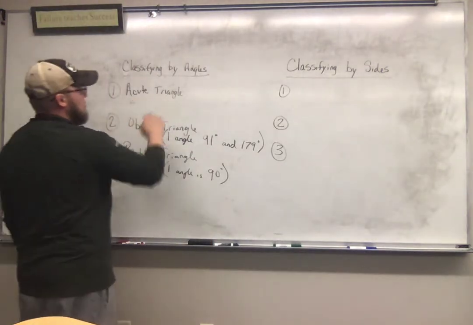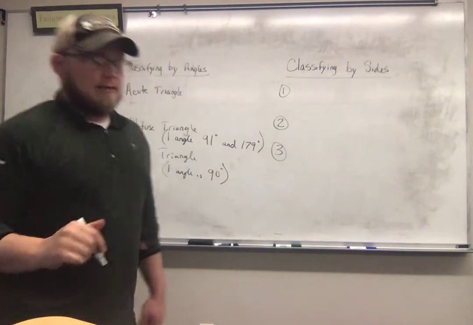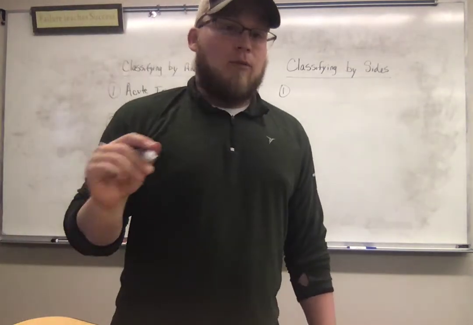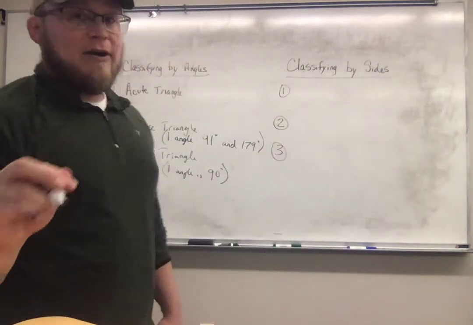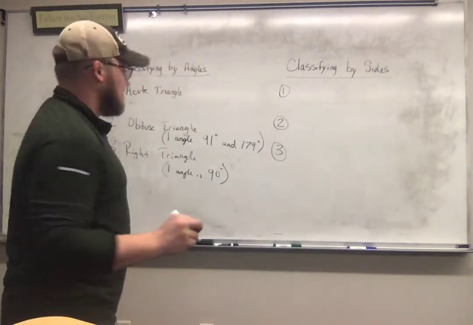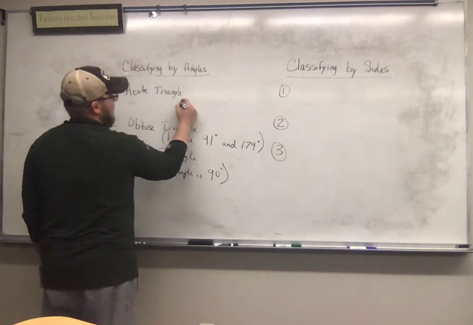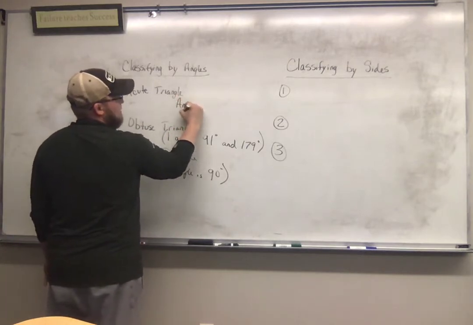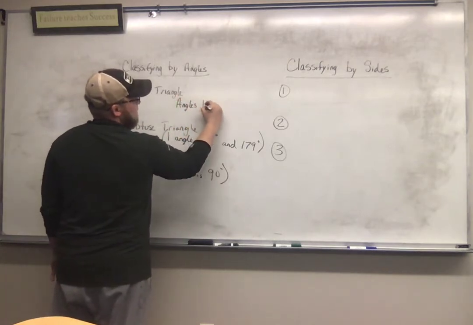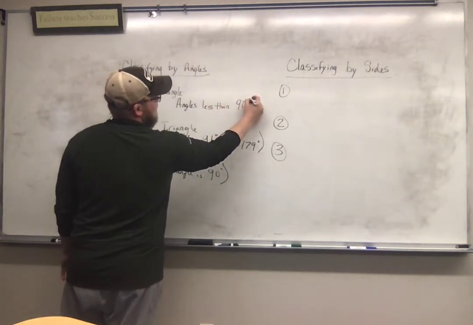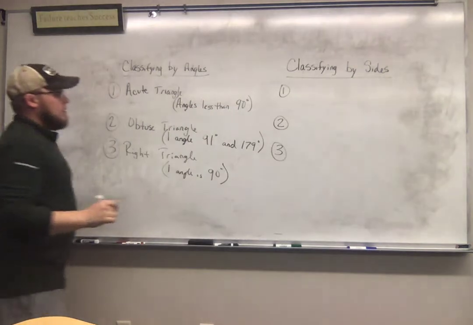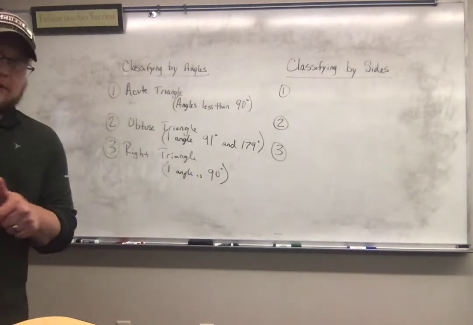The other one, acute triangle, in this one it'll be all three, okay? Angles that are less than 90. Okay? That's what acute means. So angles less than 90. Those are probably the ones that we most commonly know.